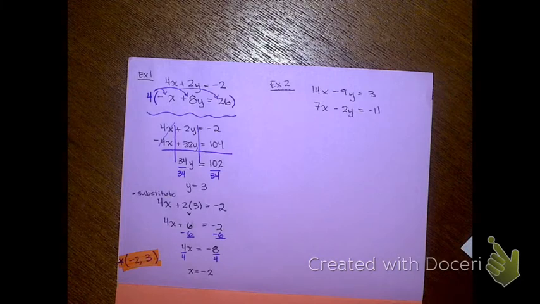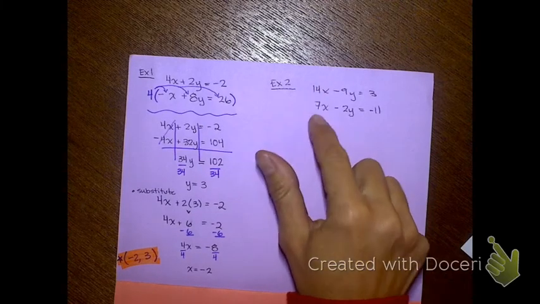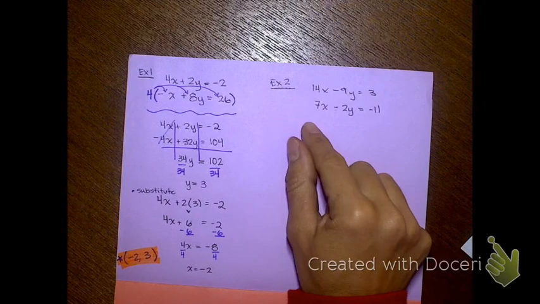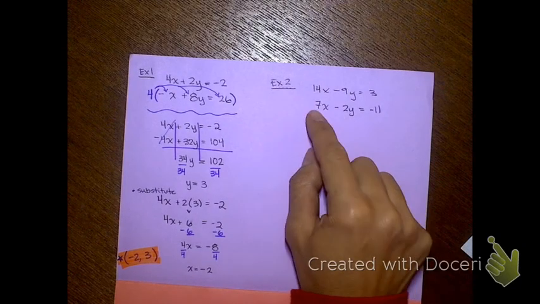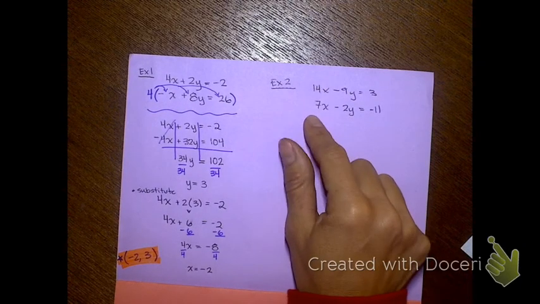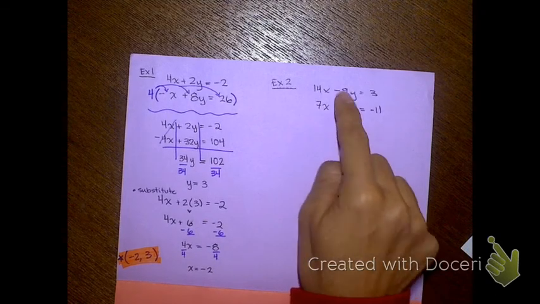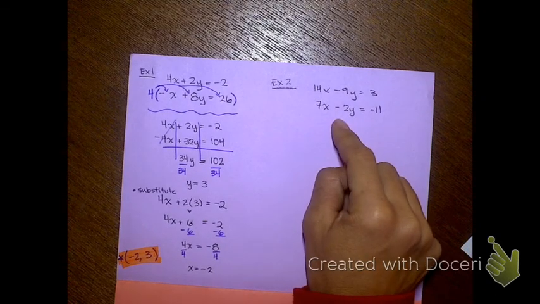Okay, so in that problem, right now, are any of your coefficients the same number? No. Okay, my goal is to either make the x's the same number with opposite signs, or the coefficient on the y's the same number with opposite signs.